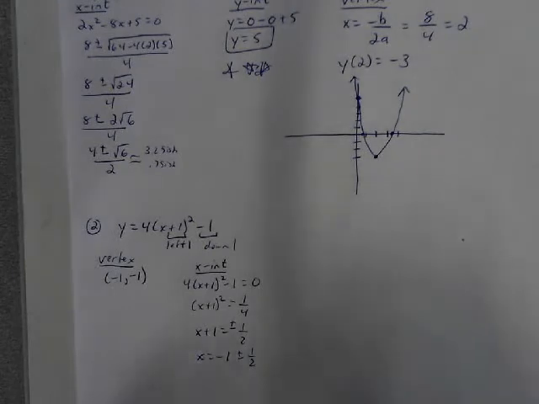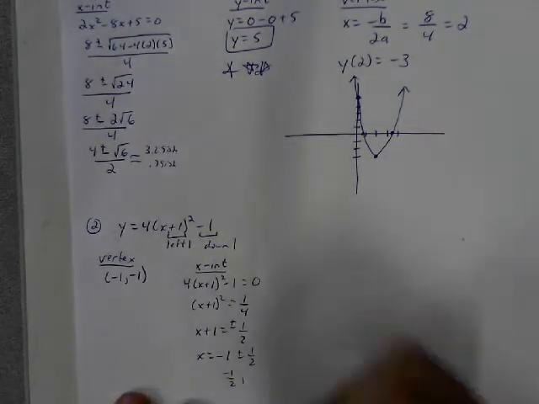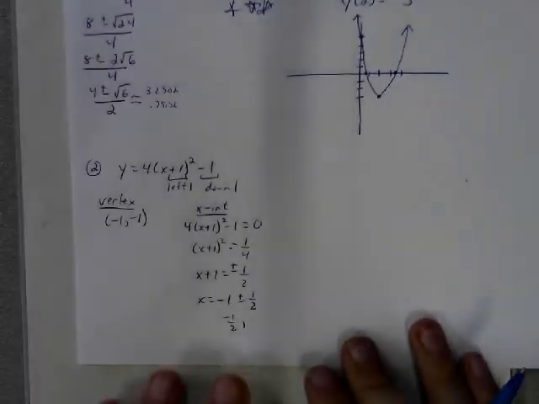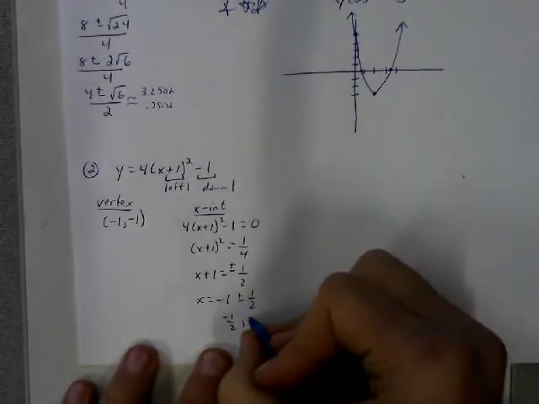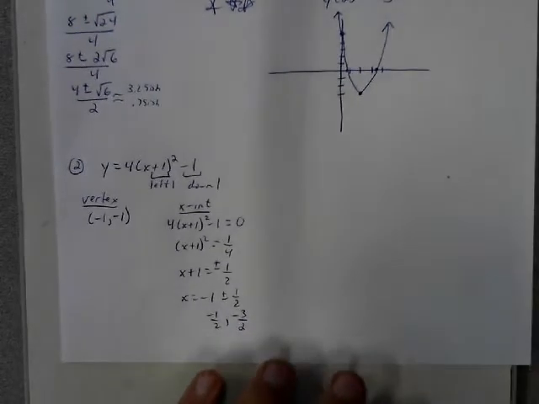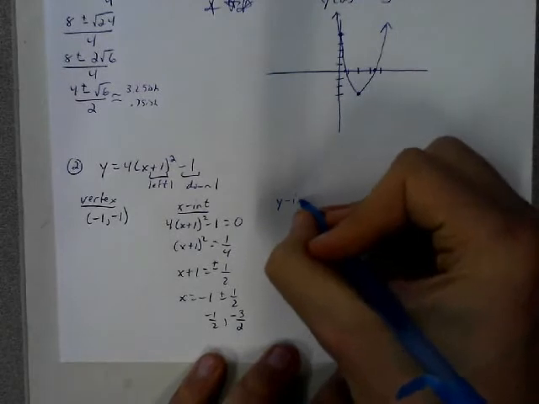-1 plus 1/2 is -1/2. And -1 minus 1/2 is -3/2. So we have the vertex, the x-intercept. Now let's find the y-intercept.